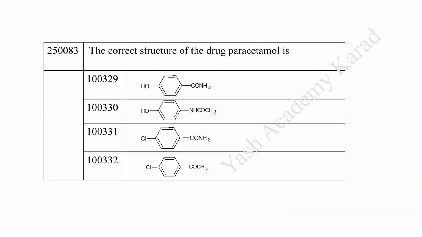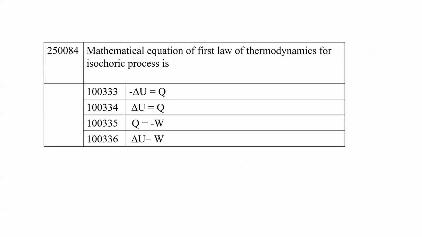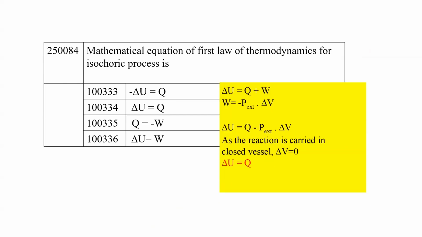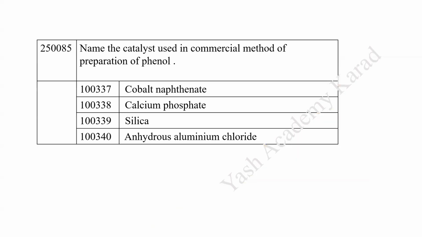The correct structure of the drug paracetamol is? The mathematical equation of first law of thermodynamics for isochoric process is? So the correct answer is delta U is equal to Q.